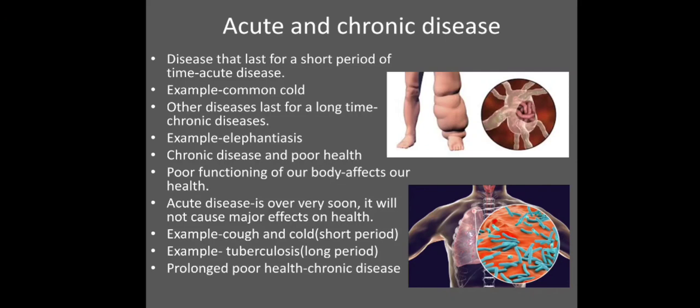Now we are moving on to acute and chronic disease. The manifestation of disease will be different depending on a number of factors. So how a person gets infected or how a person catches a disease will depend on a number of different factors. Some diseases last only for a very short period of time. That is, some diseases are of short duration and those diseases are called acute diseases. An example of an acute disease is the common cold.